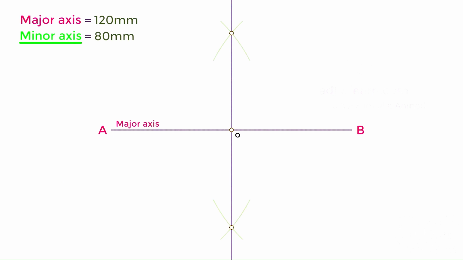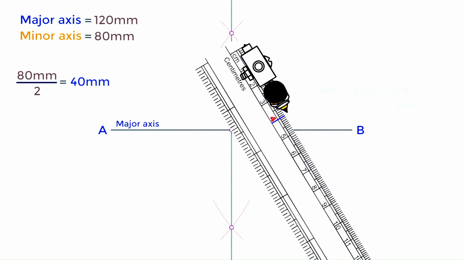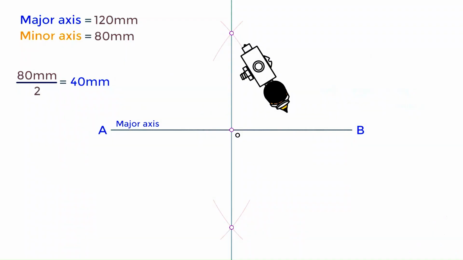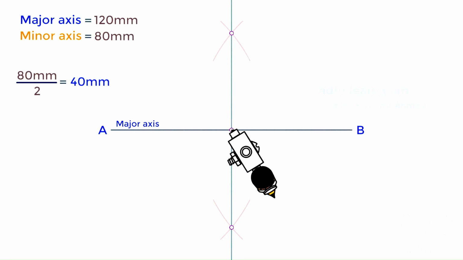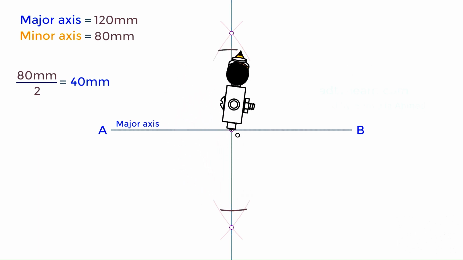We can see our minor axis total length is 80 mm, half of 80 mm will be 40 mm. Take a compass, take 40 mm length on a compass using a scale, and keep this compass at this intersection point O, and cut arcs on both the sides of this line. Mark these points as C and D. This length will be our minor axis.